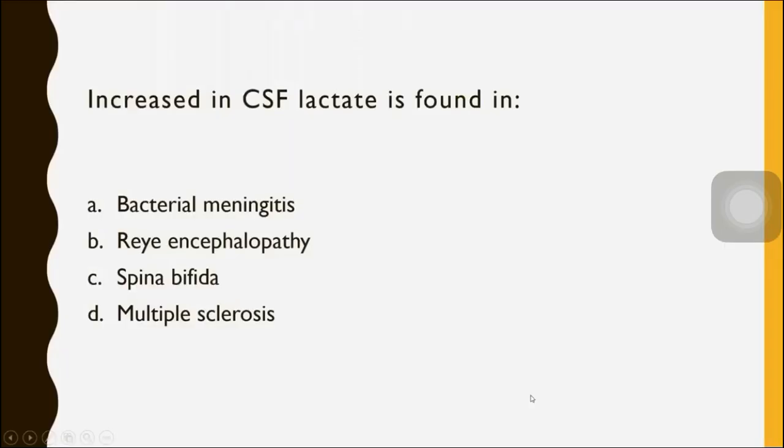Increase in CSF lactate is found in? Okay, the answer is actually letter A. So bacterial meningitis. Kung maaalala, bacterial meningitis causes markedly decreased CSF glucose. And again, if there is a markedly decreased CSF glucose, there is a consequent increase naman in CSF lactate. So usually si B, C, at D, wala namang kinalaman yan sa CSF lactate.